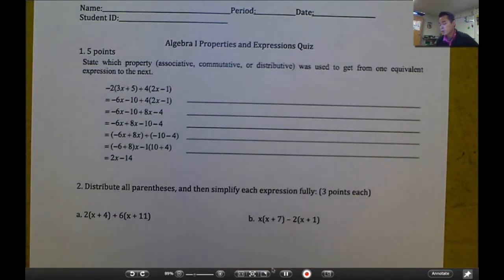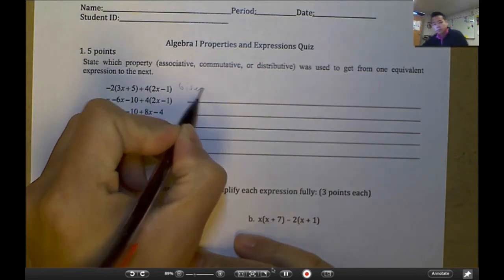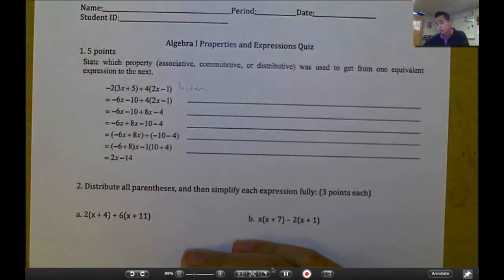Our first quiz of the year is going to be over the properties and expressions quiz. So number one, state the property, associative, commutative, or distributive, which one was used to create each equivalent expression from one to the next. So let's just jump right in. So we have, this is what's given. If that is the given one, let's look at the next one.